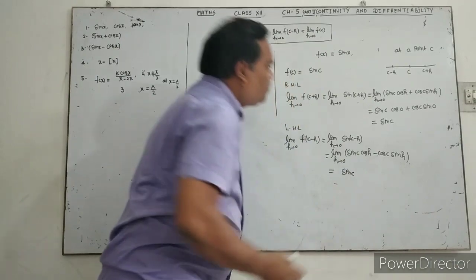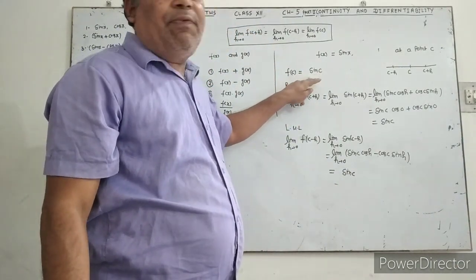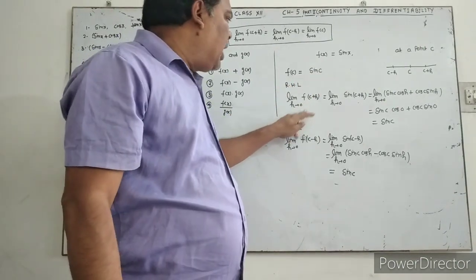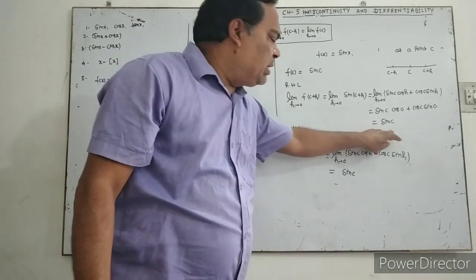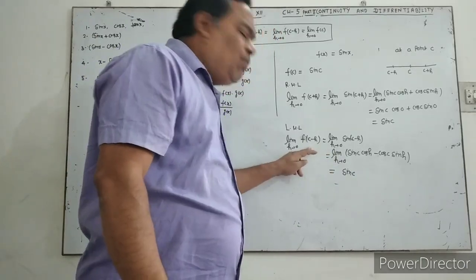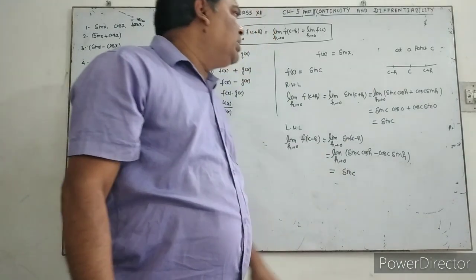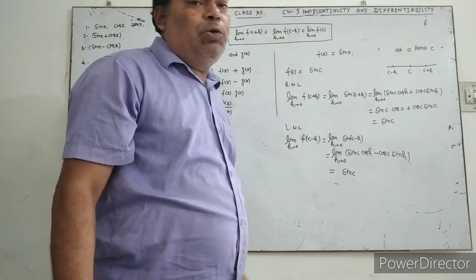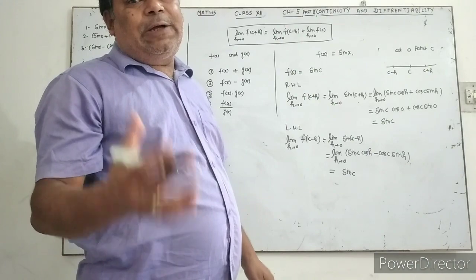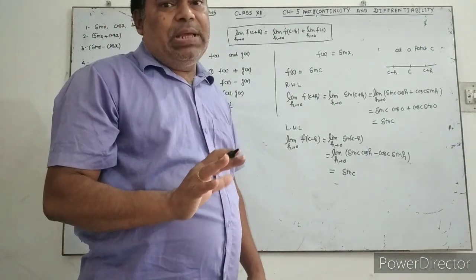Then you see the value of the function at c, f(c), and the right hand limit, c plus h, this is also sin c. And c minus h, the left hand limit of the function, this is also sin c. Then all three values are equal. Then sin x is a continuous function.